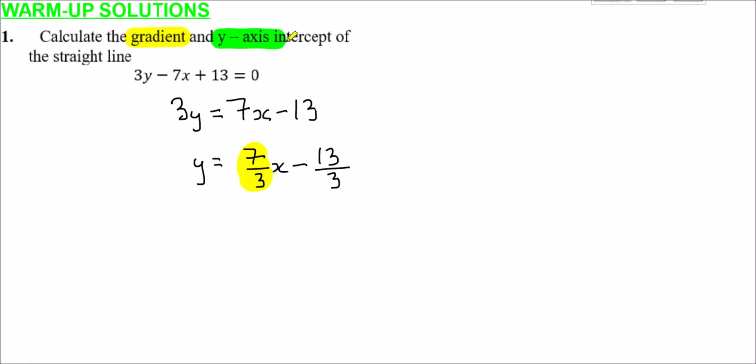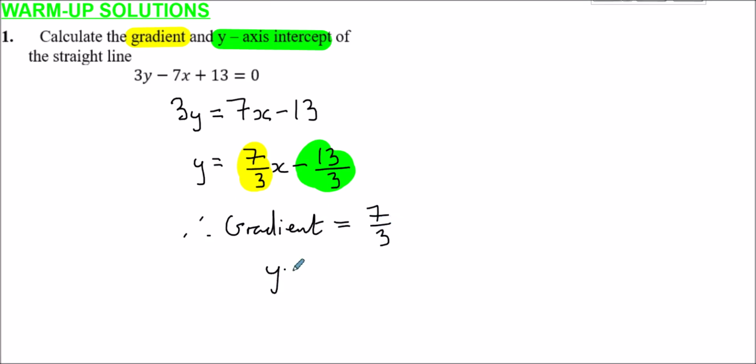Now the y-axis intercept in this form is the constant at the end. In other words, the y-axis intercept is minus 13 over 3. So all we need to do now is to just write that down. So therefore, the gradient equals 7/3, and the y-axis intercept equals minus 13 over 3. And that's question 1 out of the way.